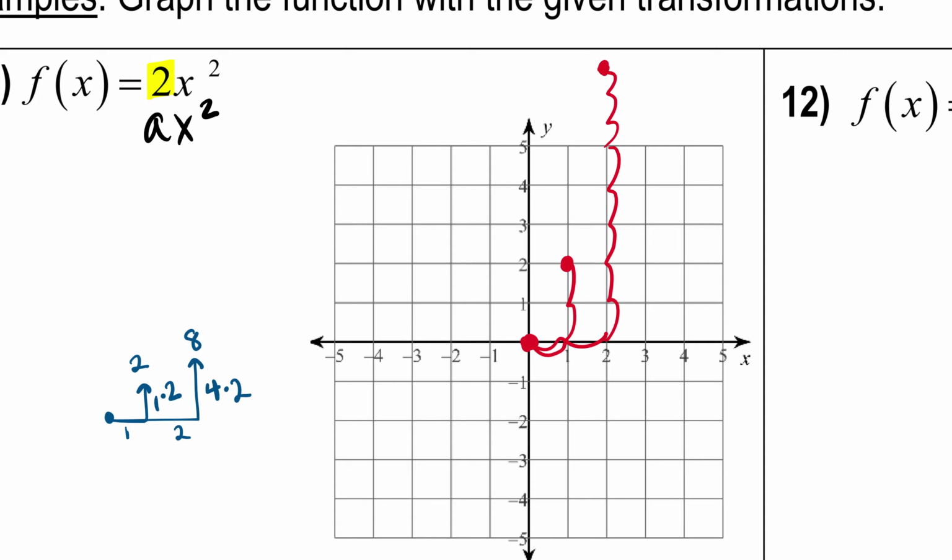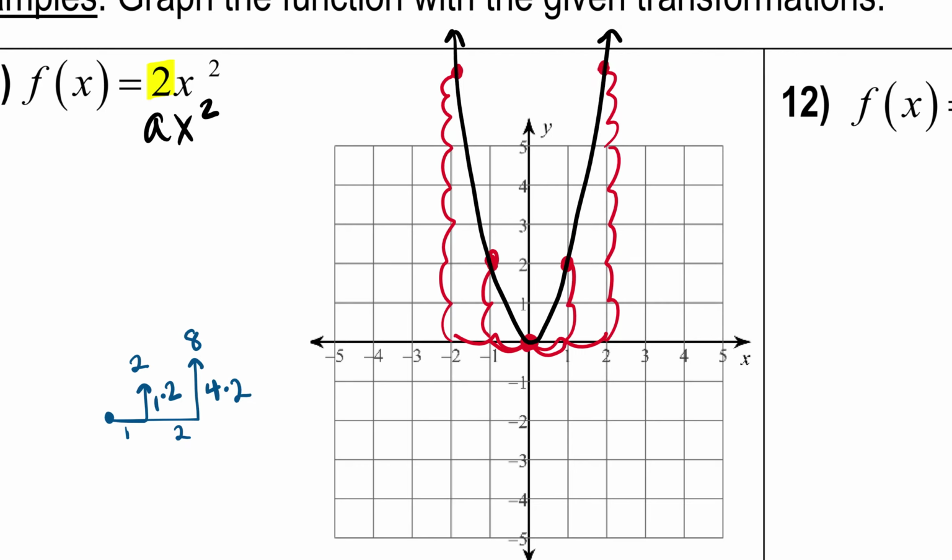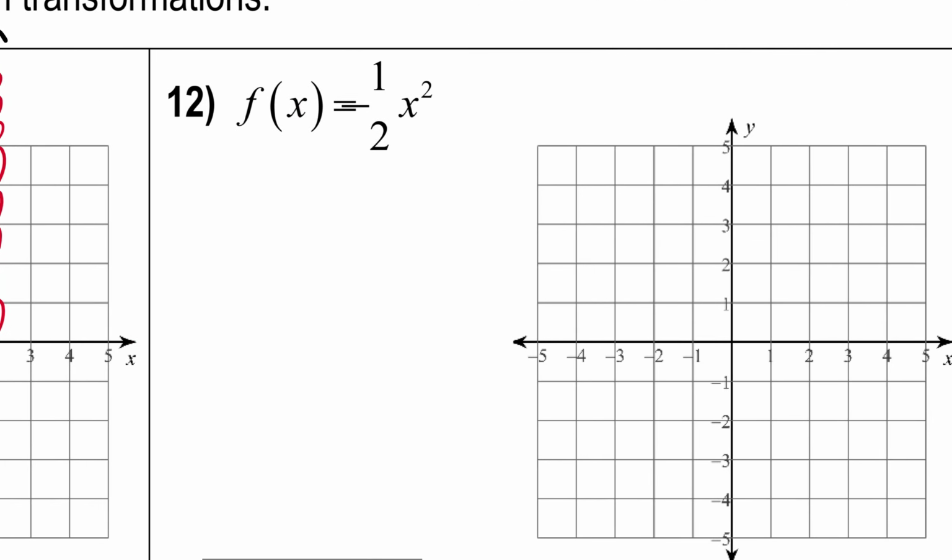And now I do the same thing on the left, the other side. So I go over 1 up 2. There's a point. Over 2 up 8. Alright, now I can do my real skinny tall U, right? This is a stretched U, which is why it's a vertical stretch. And there's my parabola. I'm done. So again, take the quadratic pattern times a, in this case times 2, and that's why it makes it longer or taller, which is why it's a stretch.